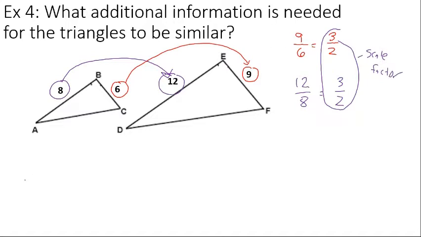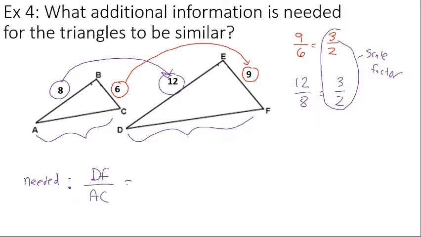So what's needed is it says A, C, and D, F. So we say DF over AC has to equal 3 over 2.